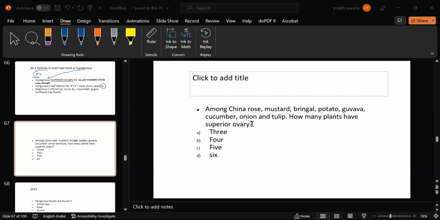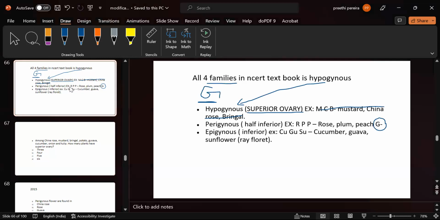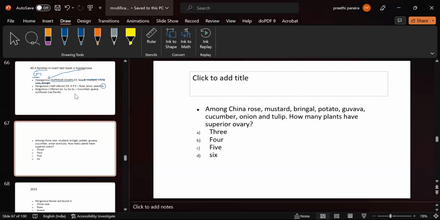So let's see. China rose is one of the examples given over here. China rose is nothing but the hibiscus flower, also called China rose. This one has a superior ovary. Obviously, the other four examples come from the four families.